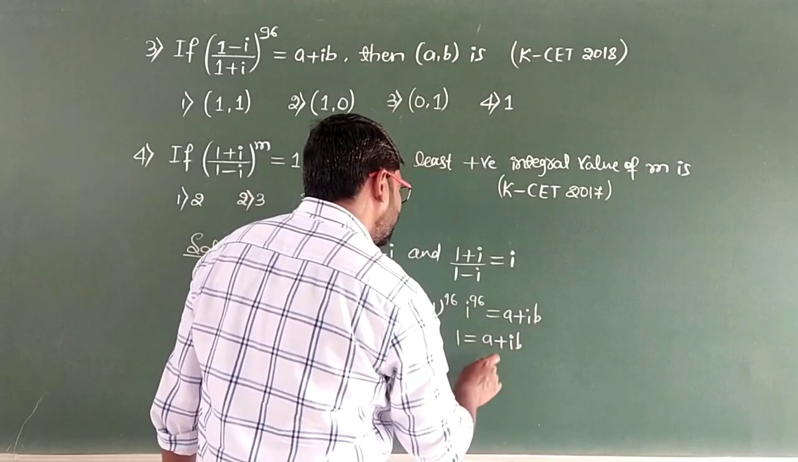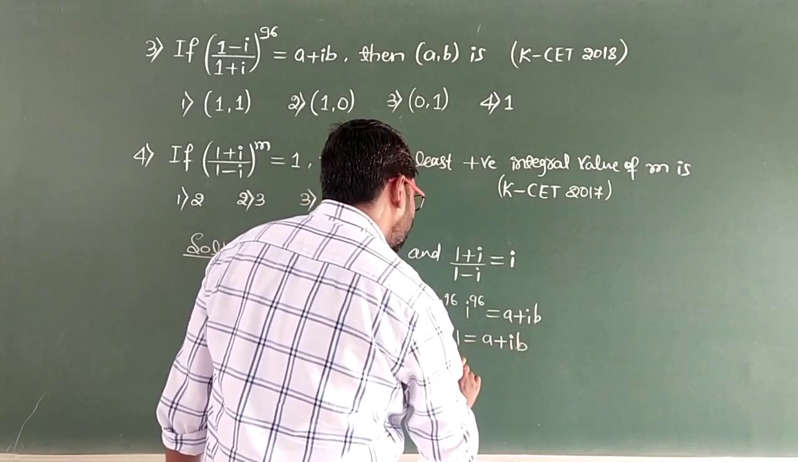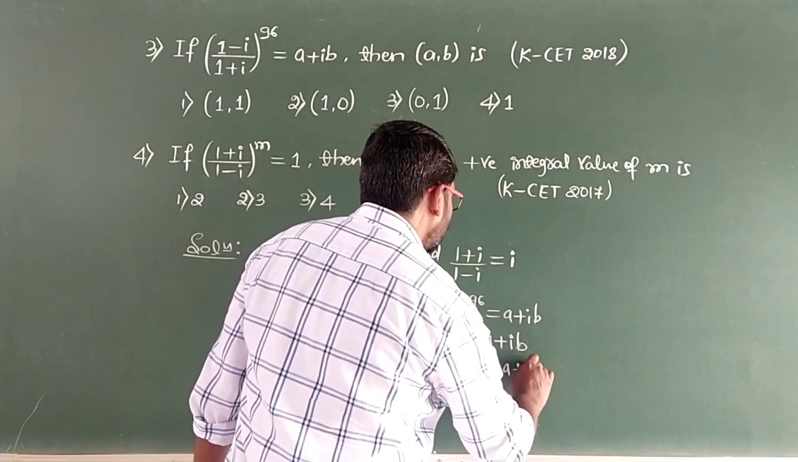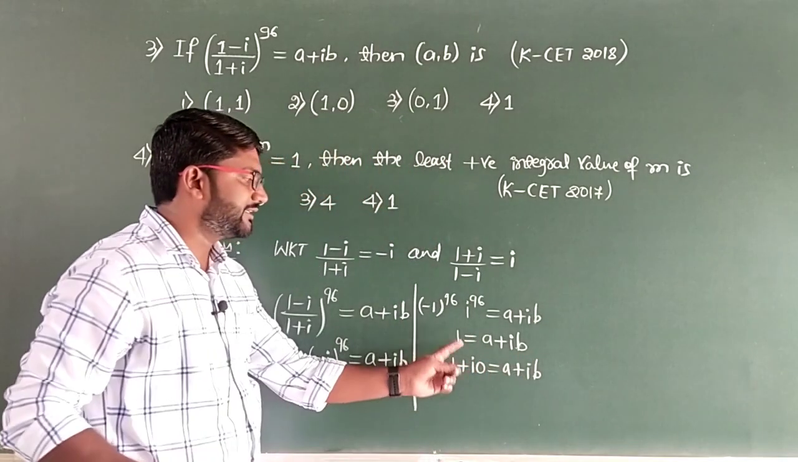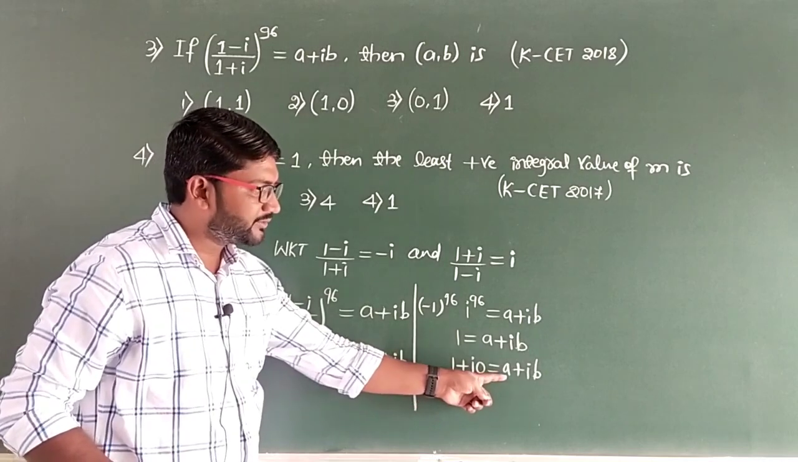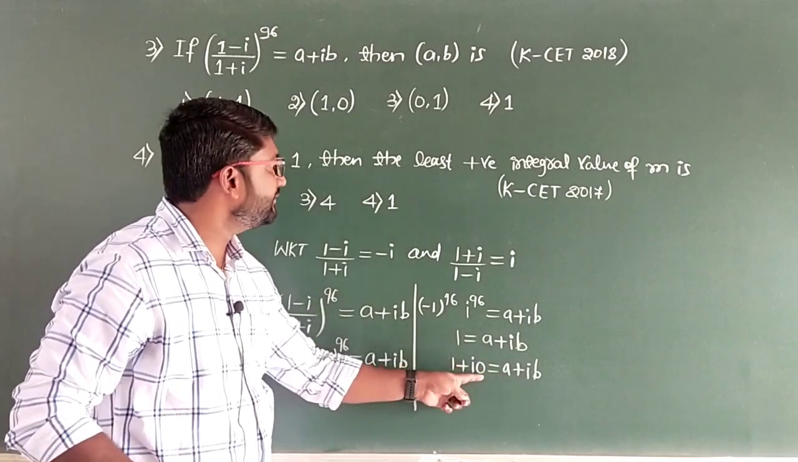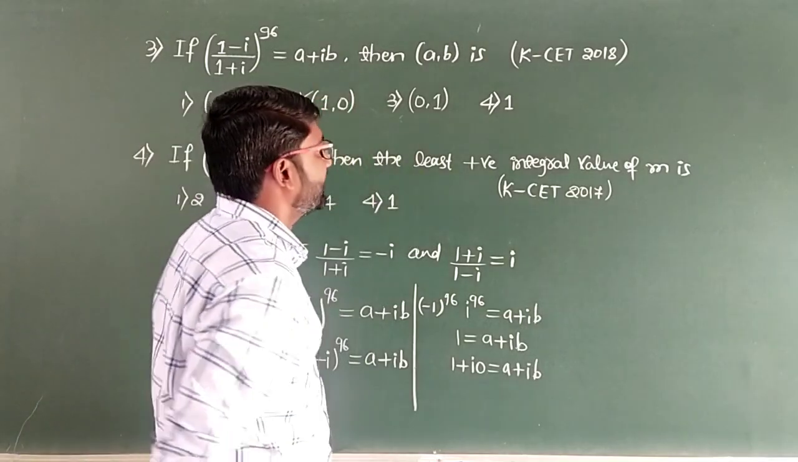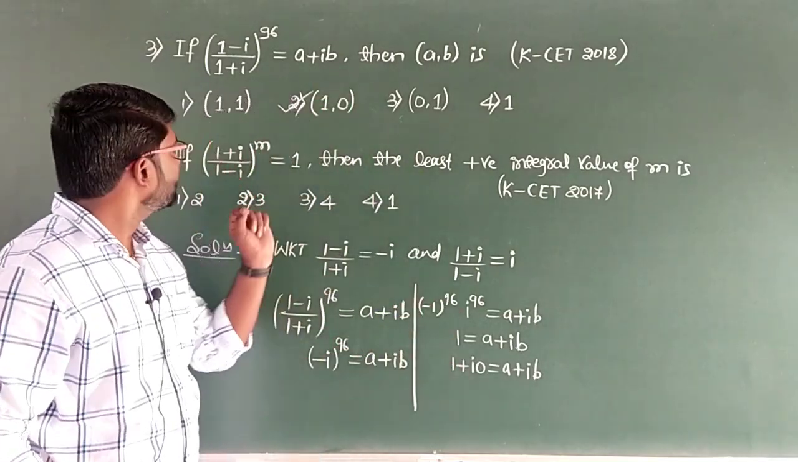So this one can be written as 1 plus i into 0 is equal to a plus ib. So this one I have written in the complex form. So now compare the values now. A value is 1, b value will be 0. So a value 1, b value 0 means option 2 is the correct answer. Note down this. Then we'll solve question number 4.